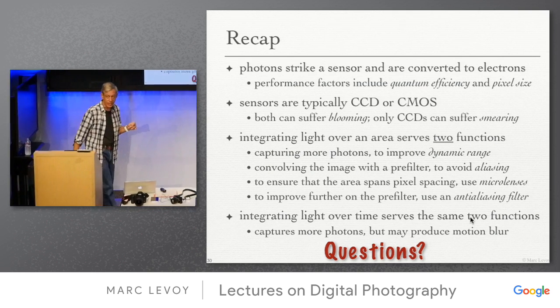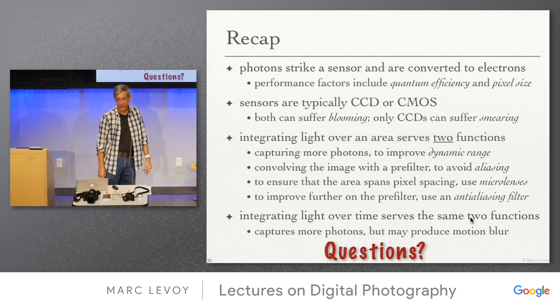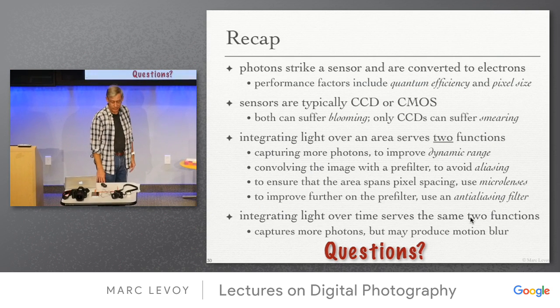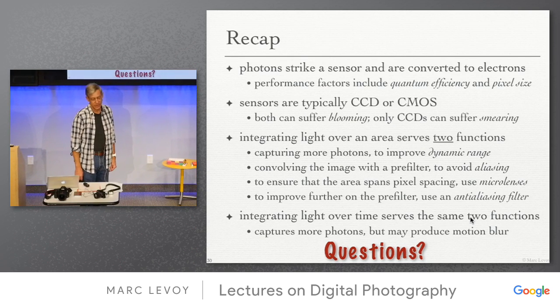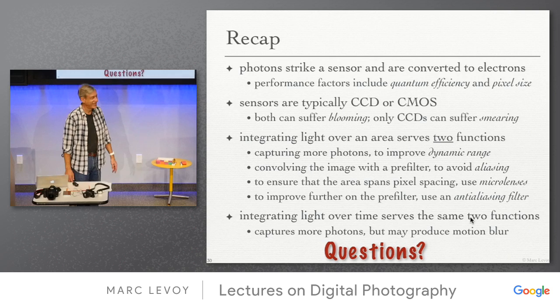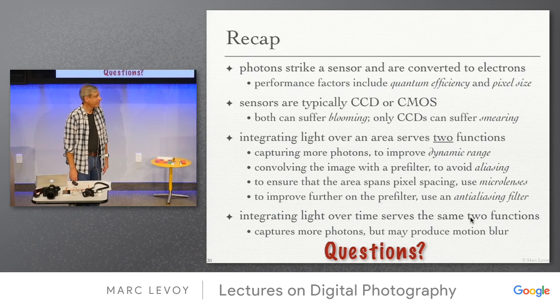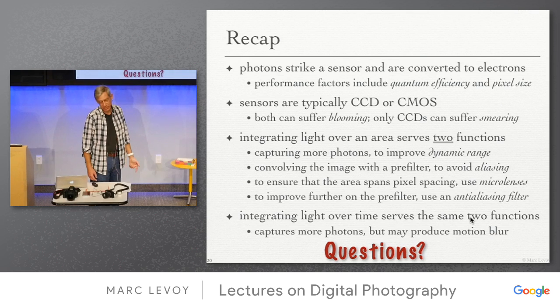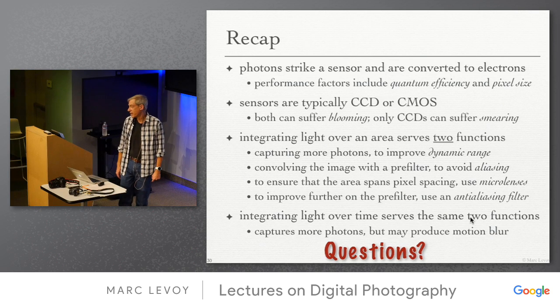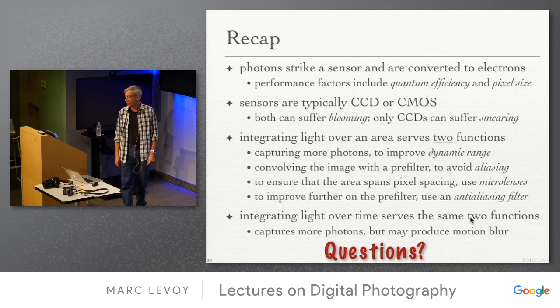Question? Canon, in their latest DSLR, say they can apply a post function that can remove the effect of the anti-aliasing filter. What are they talking about? They can remove the effect of the anti-aliasing filter. You mean sharpen it again? Yeah, sure, you can sharpen. It isn't exactly the same.